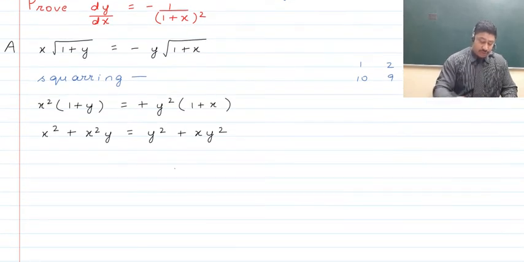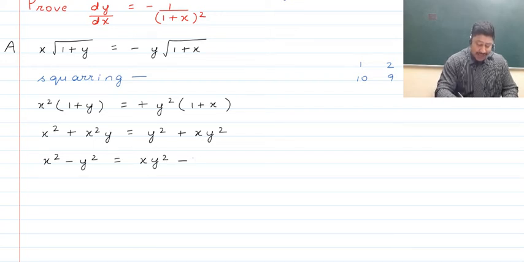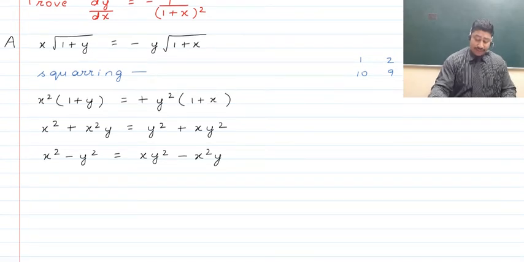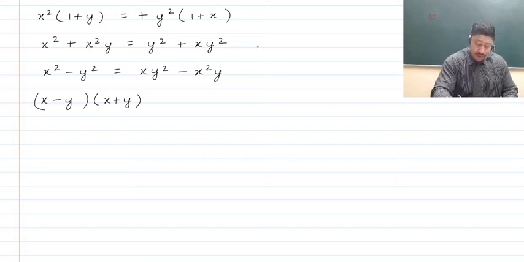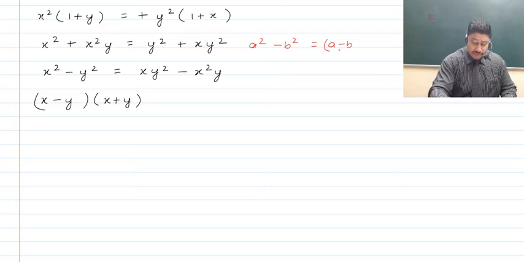Now we keep the terms which are square and have only one variable to one side. So as such, we have x square minus y square, which is equal to x y square, and minus x square y, which is the term x square y taken to the other side of the equation. Now on the left hand side, we can write this as (x minus y) times (x plus y), as we know that if we talk about a square minus b square, we can write it as (a minus b) times (a plus b).